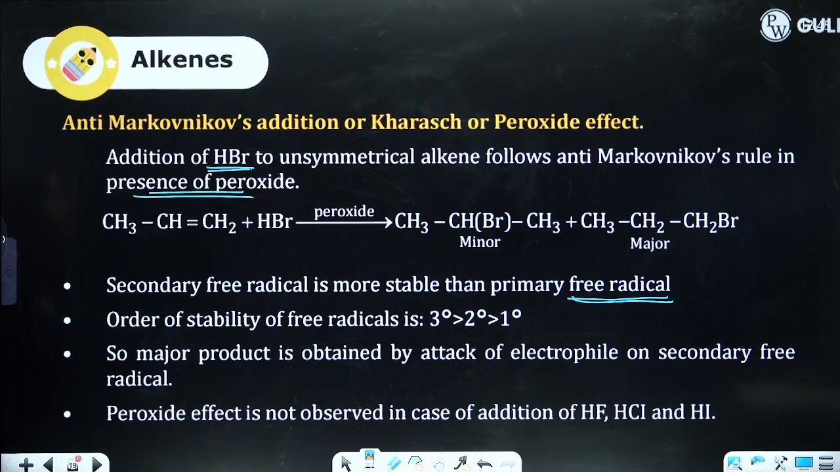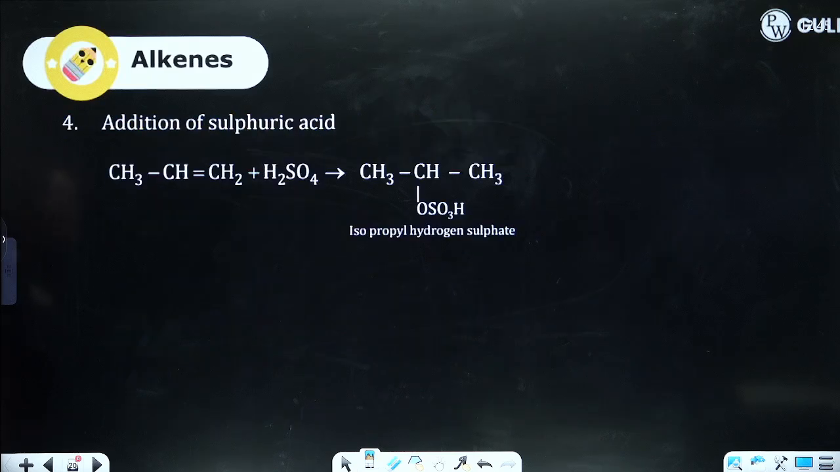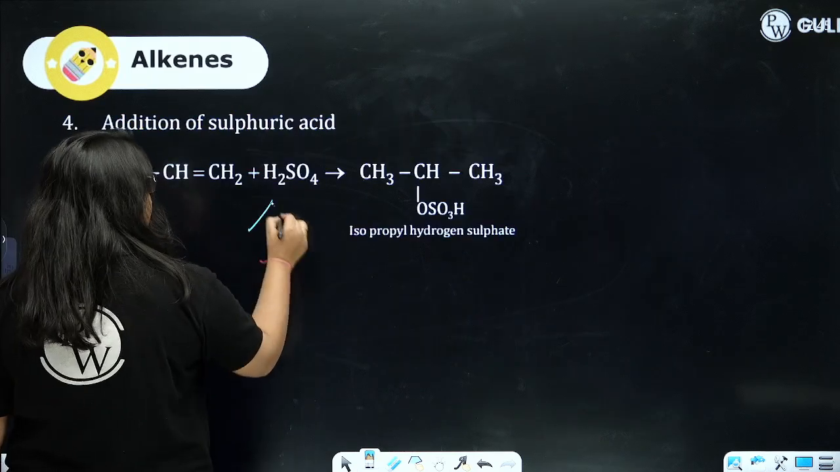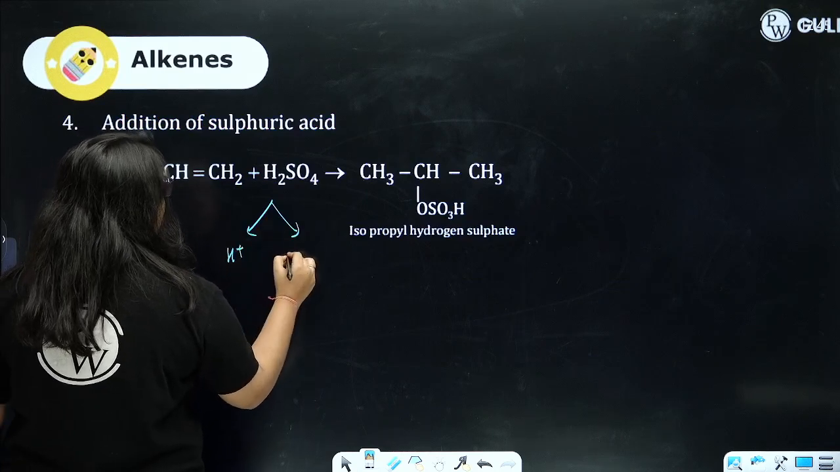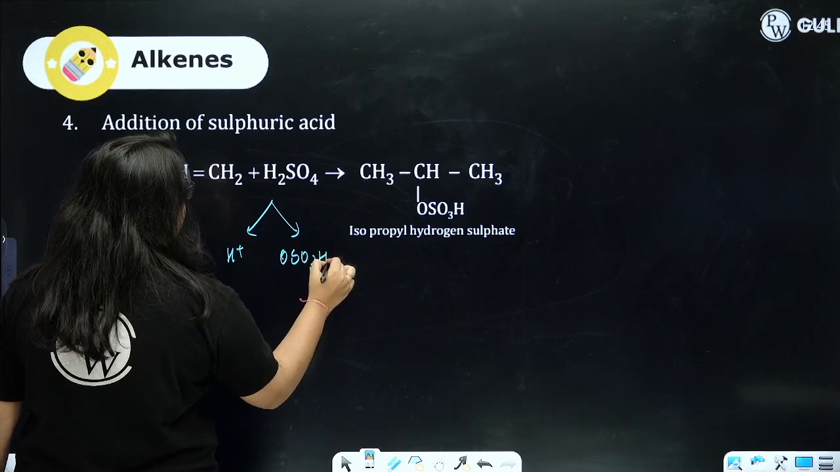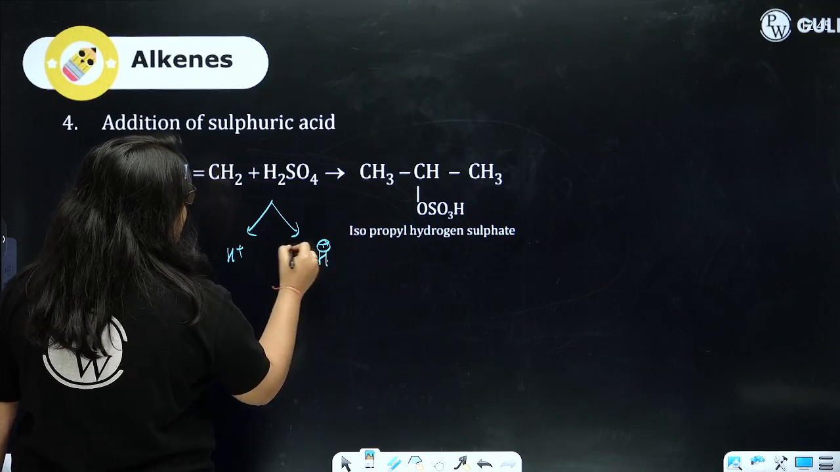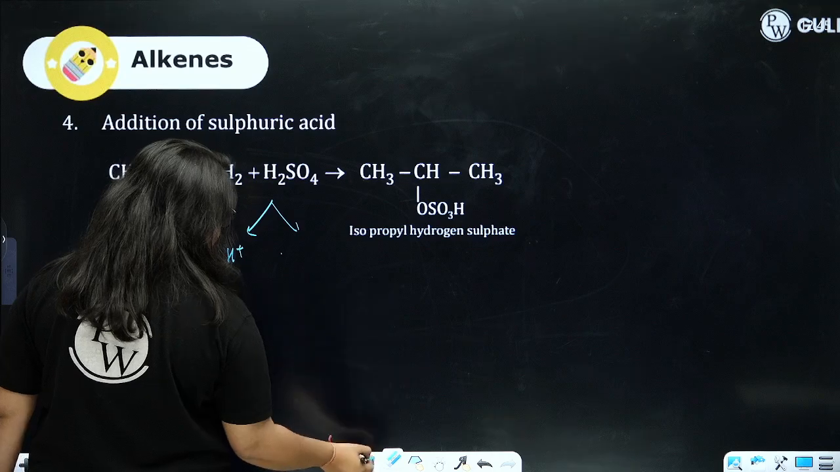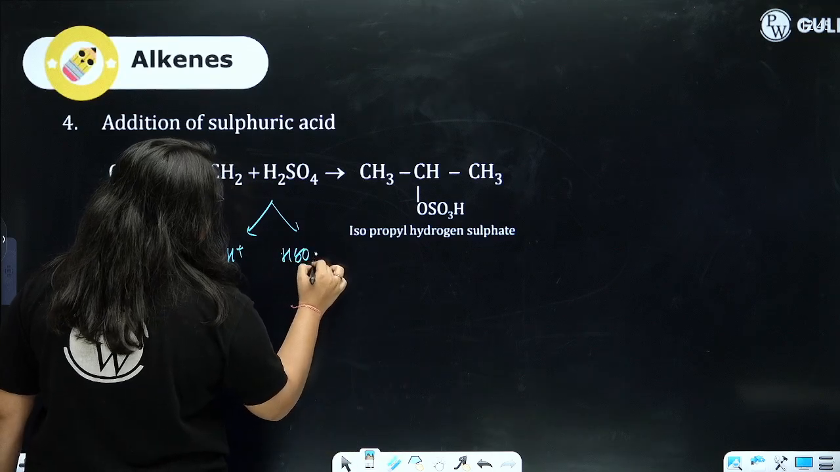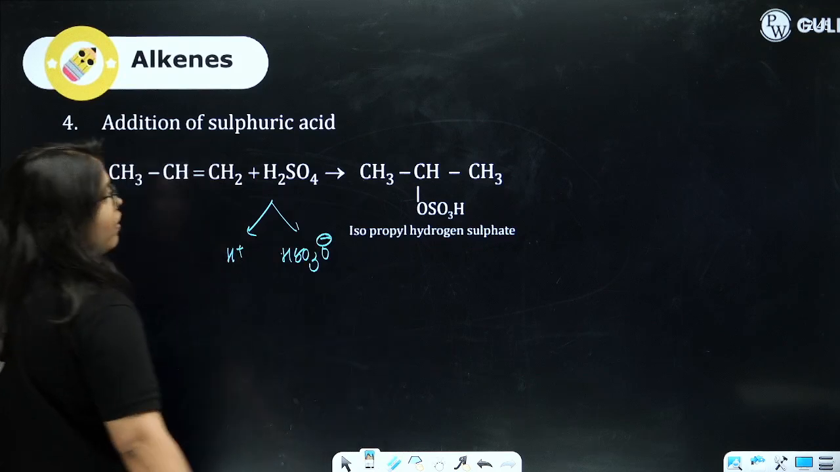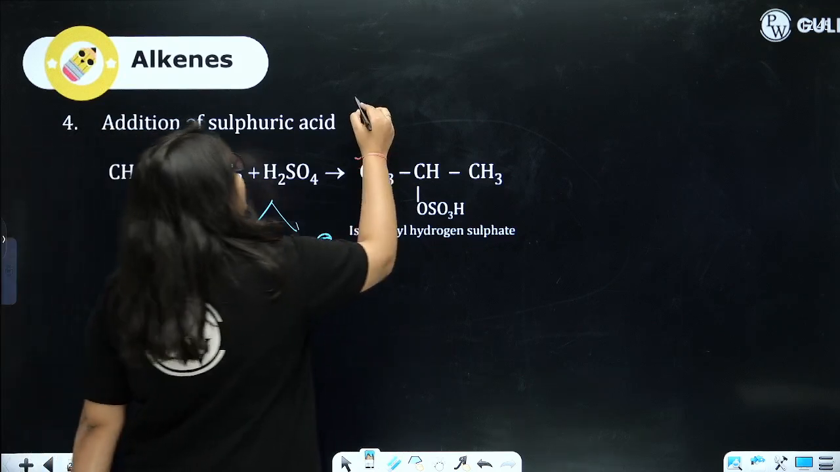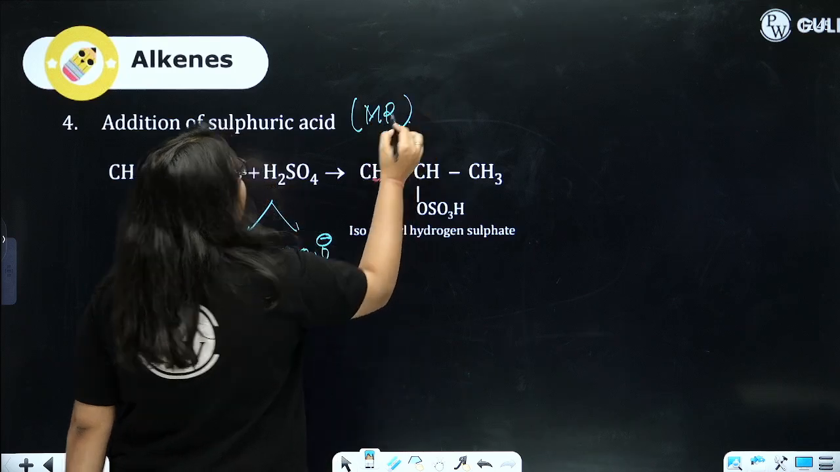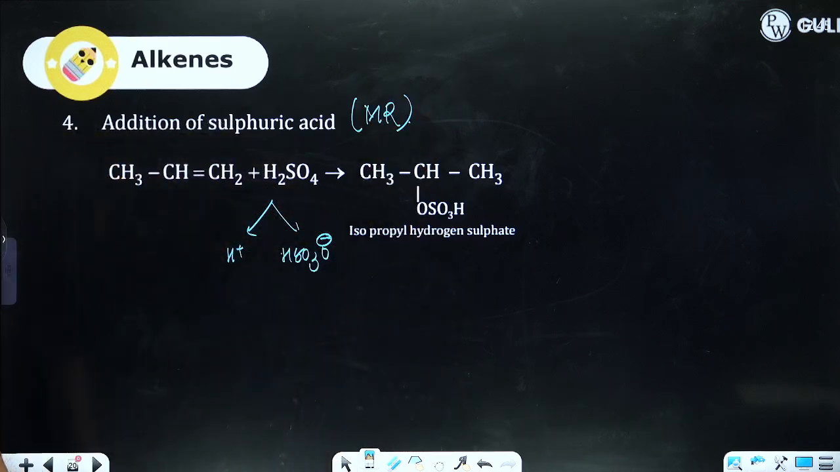Please have a look at the screen. I hope this is making sense. All right then. Now, addition of sulfuric acid. Sulfuric acid again can be written as H plus, OSO3H minus. And this minus charge is on oxygen, by the way. Let me write it properly so that you guys don't get confused. And even this follows Markovnikov's rule.